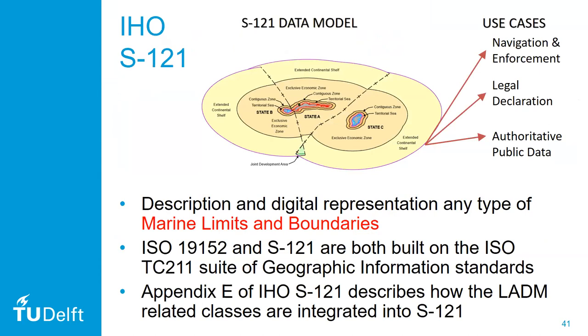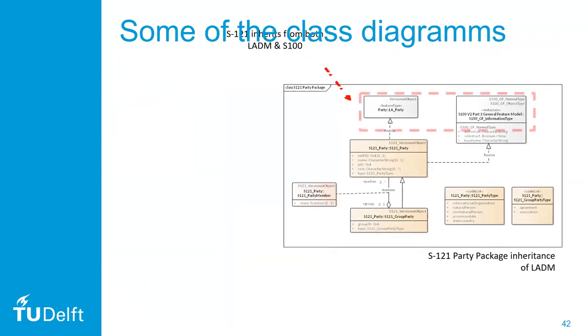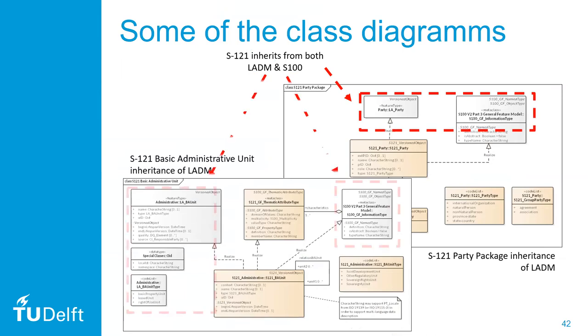And IHO standard S-121, Maritime Limits and Boundaries, is basing their model on LADM. And they want to further develop this in the future part 3 of LADM. So here are some of their class diagrams. No time to study them in detail, but here you see the inheritance from S-121, the IHO standard, to the ISO standard LADM.